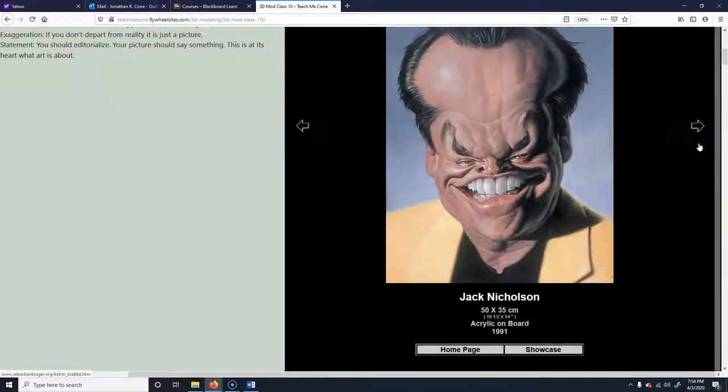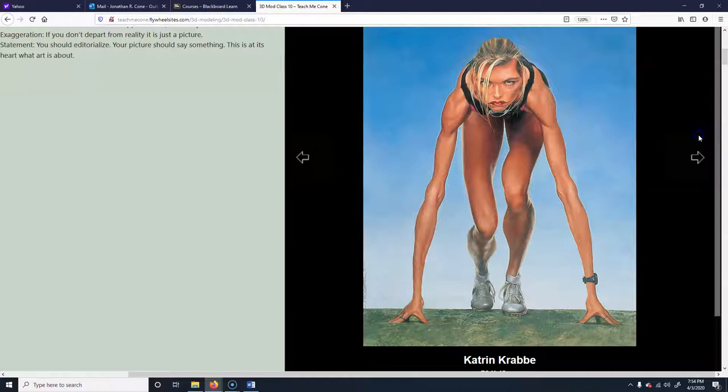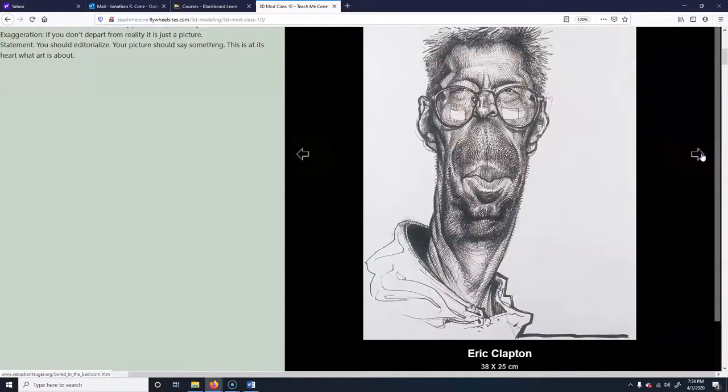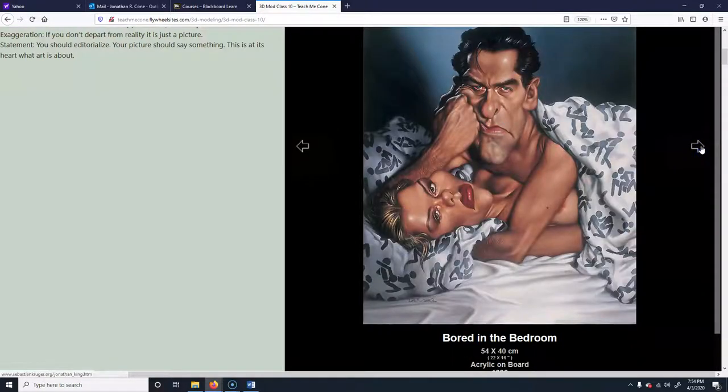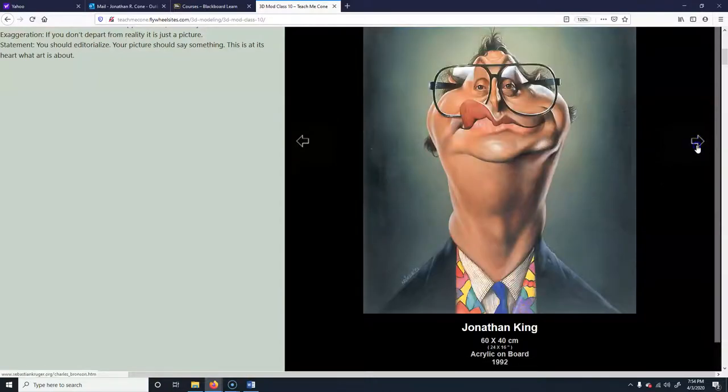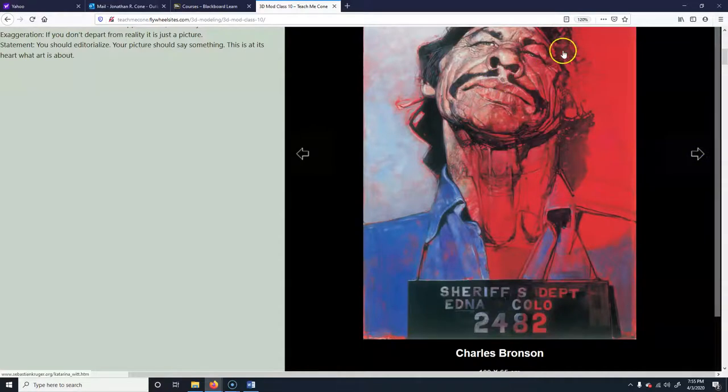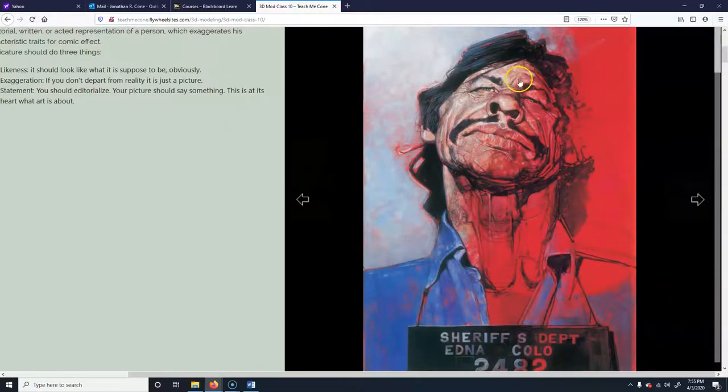But you can see here's Jack Nicholson. I don't know who she is. Eric Clapton, right? I think this might be Sharon Stone. I'm really not 100% sure. But most of these guys, Charles Bronson. You'll see he has these amazing asymmetrical designs, and he exaggerates features of them. Not just the features, not meaning just the nose or just the face or just the eyes. The whole entire form of the person is exaggerated, okay?